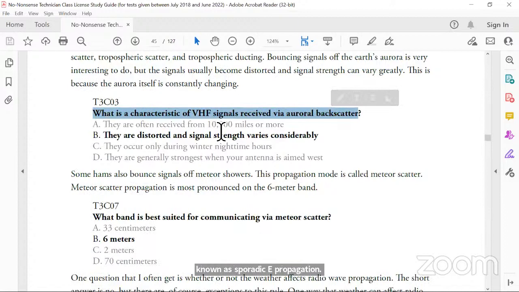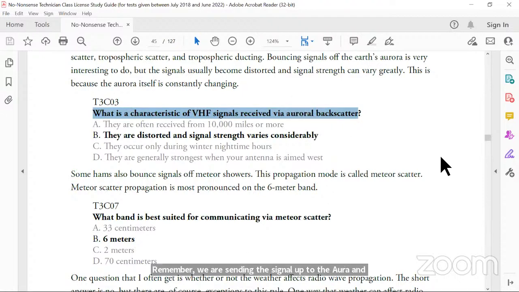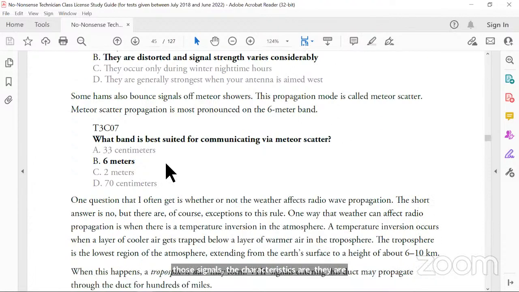What is a characteristic of VHF signals received via auroral backscatter? So remember, we are sending the signal up to the aurora and it comes back down, but remember the aurora is very variable. It moves, it changes almost in an instant. So therefore, the characteristics of those signals are that they are distorted and signal strength varies considerably.